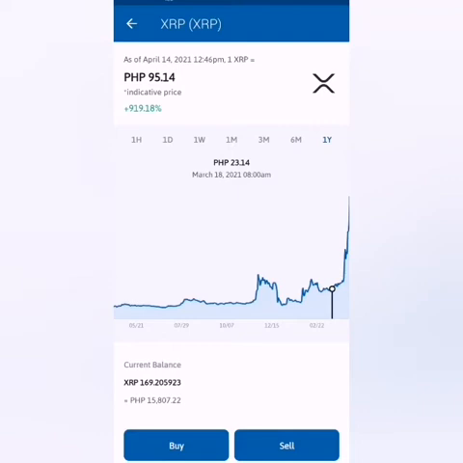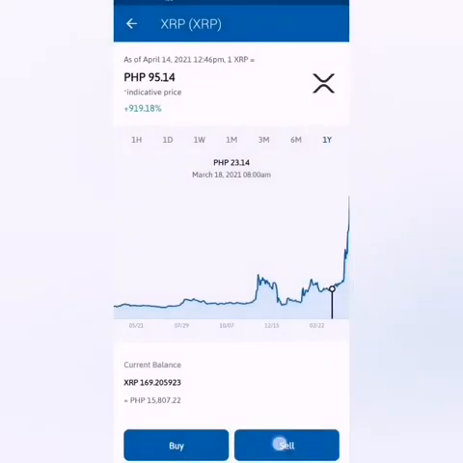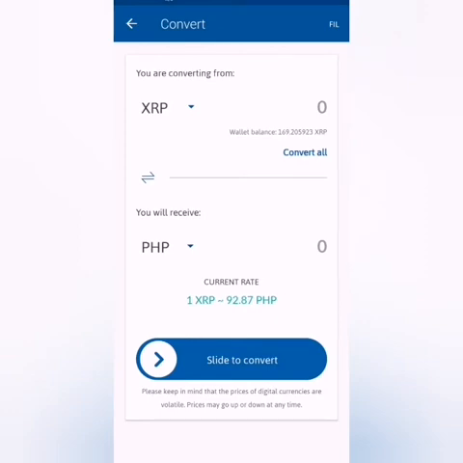So if you notice, the value is now at 95 pesos and 14 cents. If you're going to buy XRP, it's a little higher. As you can see here, it's valued at 96 pesos and 7 cents. So think of it as buying dollars from a bank or from any merchant. Di ba? If it's valued at 50 pesos, if you're going to buy dollars, it's much higher. You will pay 51 or 52 pesos. It's something like that. And if you're selling, it's also much lower. See here, the conversion rate is at 92 pesos and 87 cents.